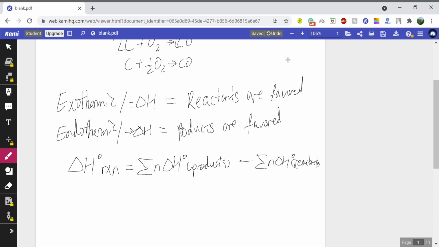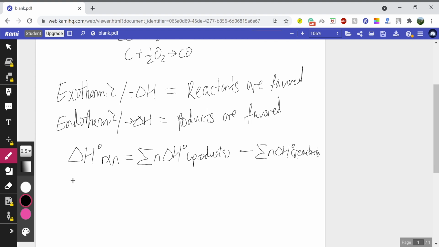If this number is positive, endothermic. If this is negative, it's exothermic. And let me just quickly label here. This is the sum of values, and this is number of moles.